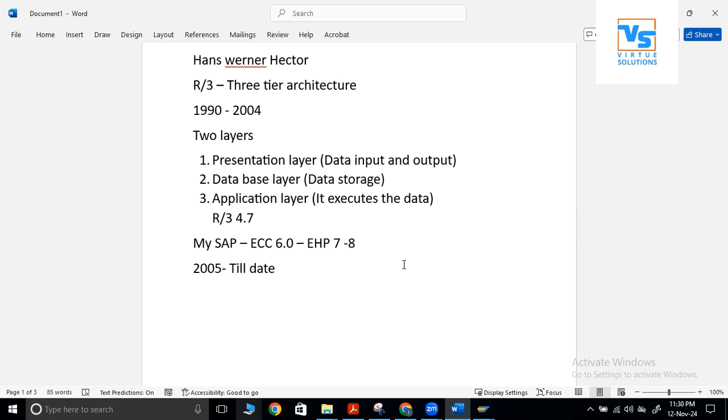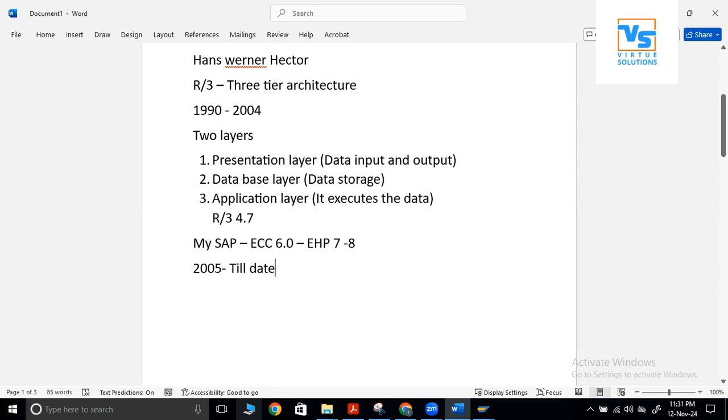Whatever updates were there from time to time, as per market requirement, they added those areas into the 6.0 version only. Whenever you are adding some new point, obviously, to make a difference from the older one, you have to give some name. So that's why they started giving EHP. First, it was ECC 6.0 EHP 1, then EHP 2, 3, 4, 5, 6, 7, 8. So the latest one is 8, and many companies are still using 7 as well.